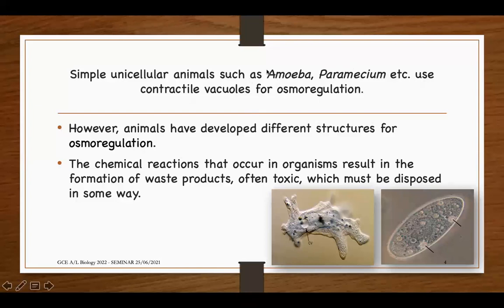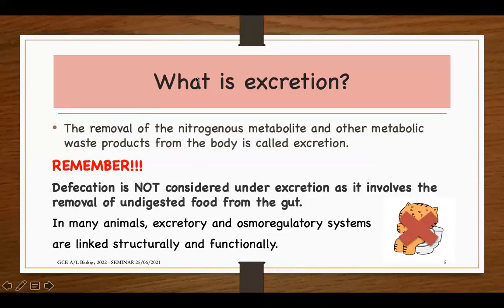The chemical reactions in the organisms result in the formation of waste products, which are toxic, children, and must be removed in some way. So then, what is excretion? This is the third question. What is excretion? And the answer is the removal of nitrogenous metabolite and other metabolic waste products from the body.